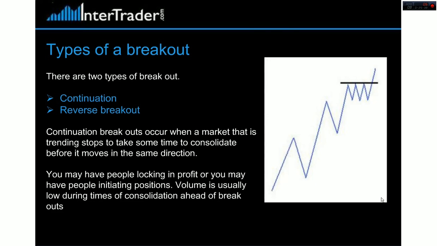So, the types of breakouts. The two main ones that we're going to feature are continuation and reversal breakouts. Continuation breakouts occur when the market is trending, and stops and takes some time to consolidate before moving in the overall direction. We see that quite often in the markets. Quite clearly, this market is a bull market.